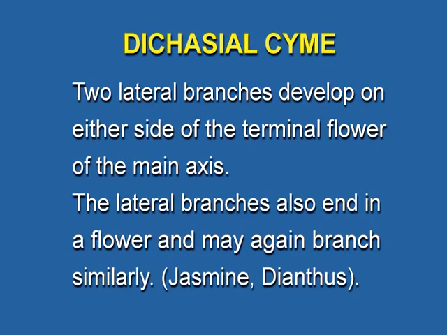Next category of the cymose inflorescence is dichasial cyme. In dichasial cyme, two lateral branches develop on either side of the terminal flower of the main axis, and these lateral branches will also end in the flower and again branch similarly. So, the pattern will be repeated in the same way. This is present in jasmine and dianthus.